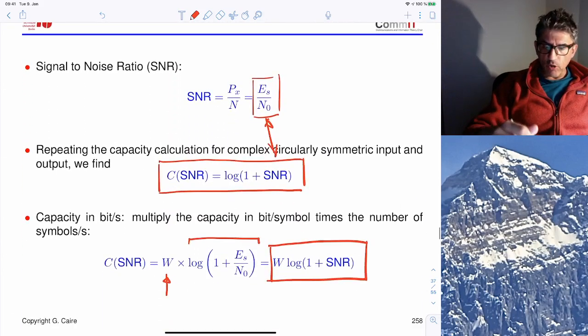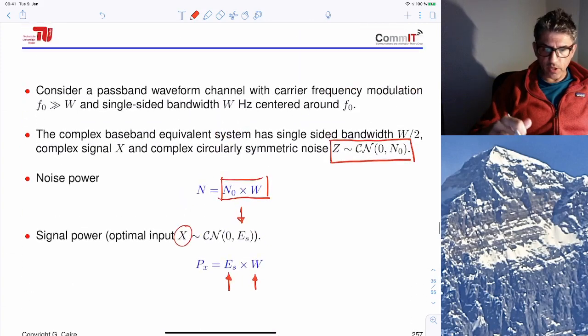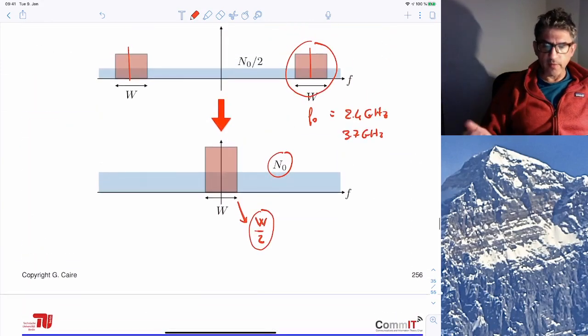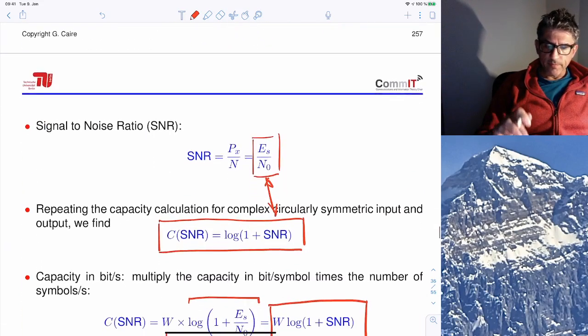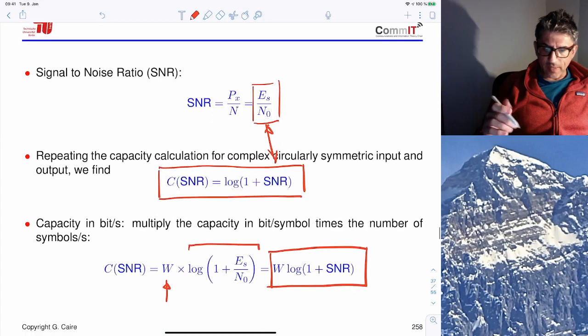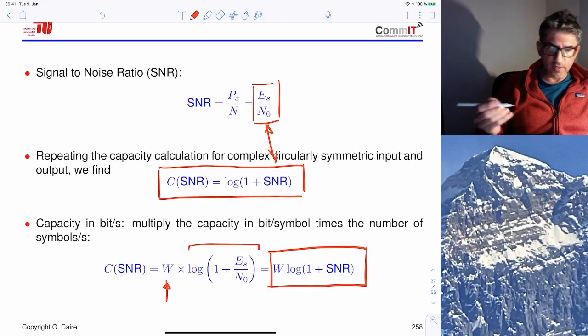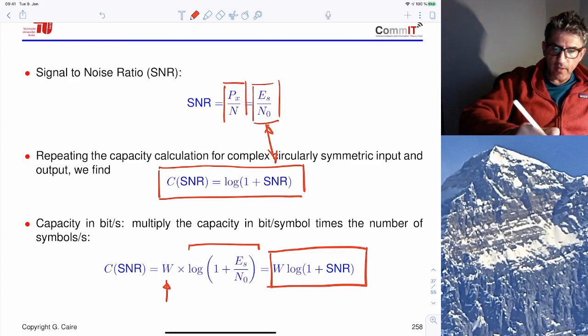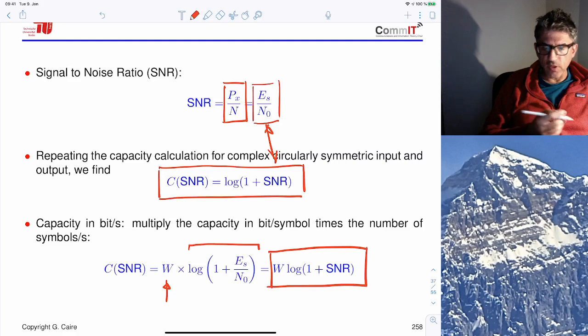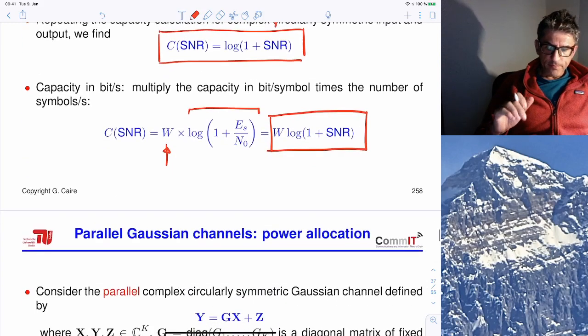But the concept of W is the same. Before it was the unilateral bandwidth of the baseband channel, and now this W is the unilateral bandwidth of the modulated channel around the carrier. Okay, good. And notice that in both cases, ES over N0 for the complex model and 2ES over N0 for the baseband model, the SNR is always physically the signal power divided by the noise power. So this is a quantity that has a very clear physical meaning. Okay. Very good.